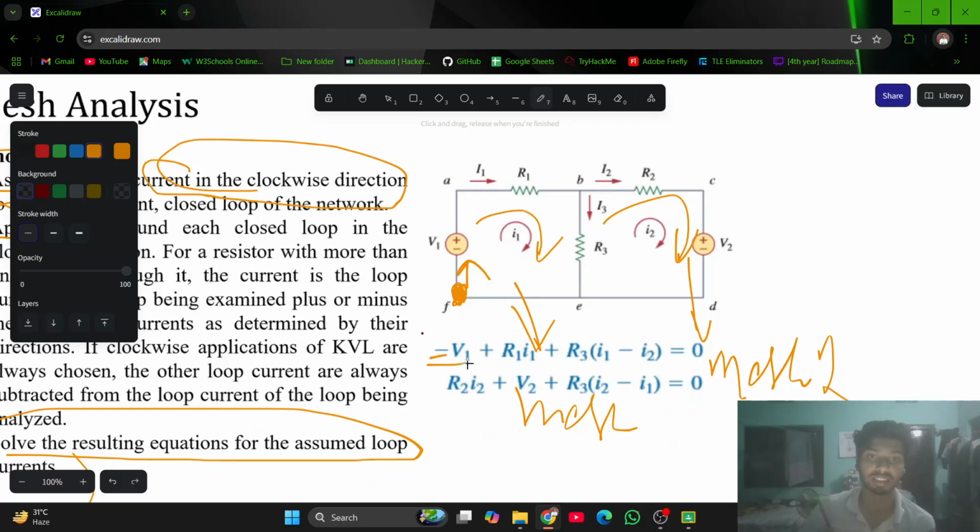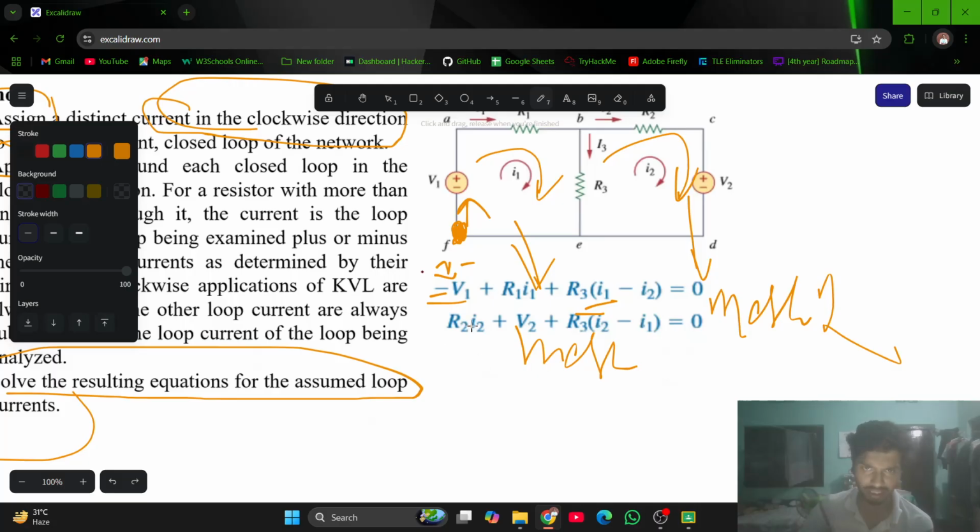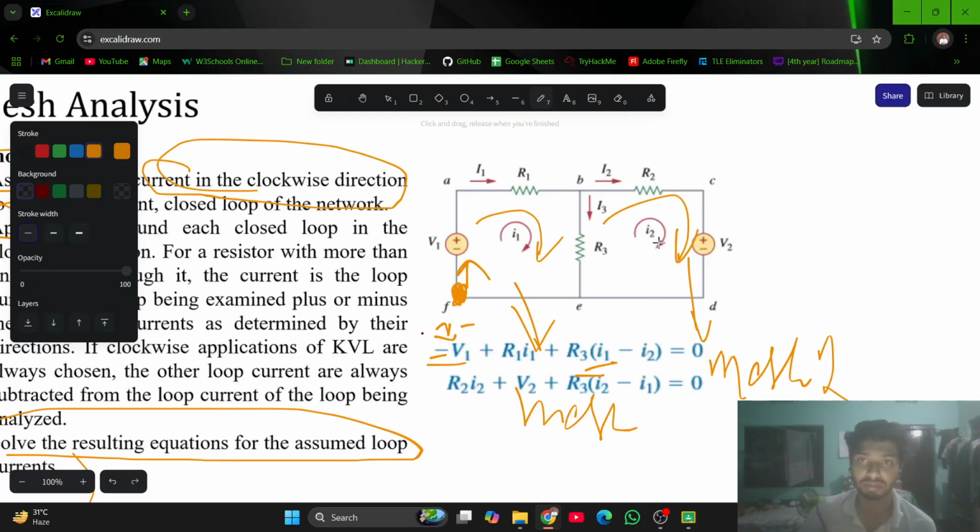So here is minus sign, then V1, then R1 I1, because the R1 and I1 are the same in this case. We can easily write R1, and R3 is the common element. In this case, as we are writing down the mesh 1 equation, the main current will be I1. That's why here I1, and the rest current is I2, and we are subtracting it from the main current.